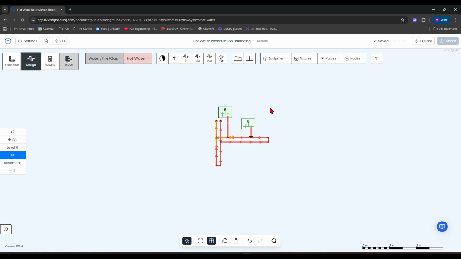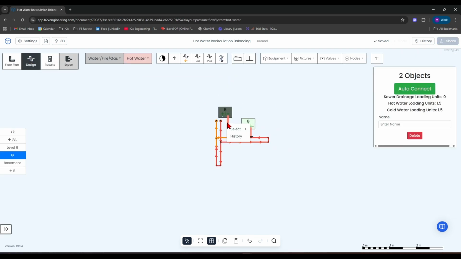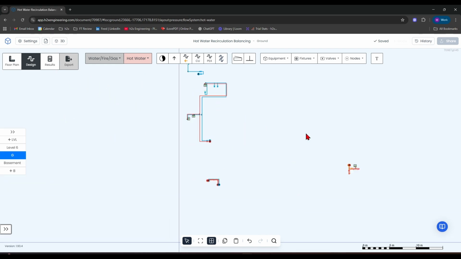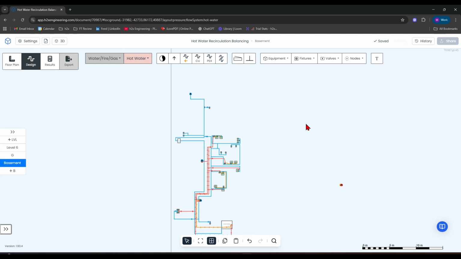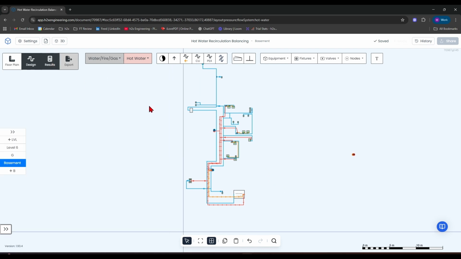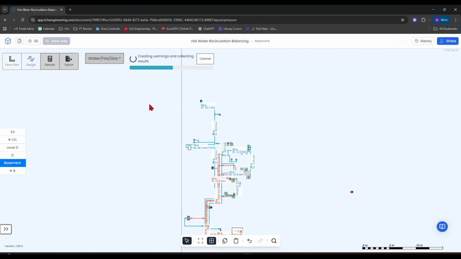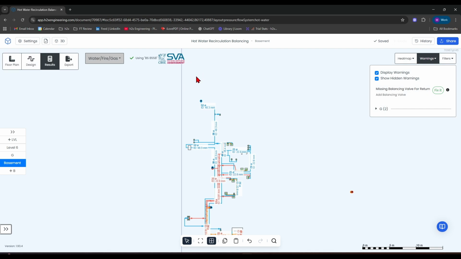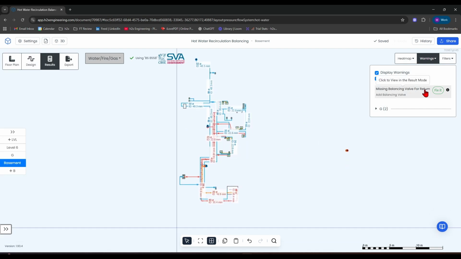So moving our example system aside, we're going to take a look at a case study that has been taken from a live project. I've deleted all of the PDFs, so I've only taken a portion of the system, deleted some levels on there just to show how to fix this particular scenario. So if we hit results, we are getting some errors saying that we're missing balancing valves.